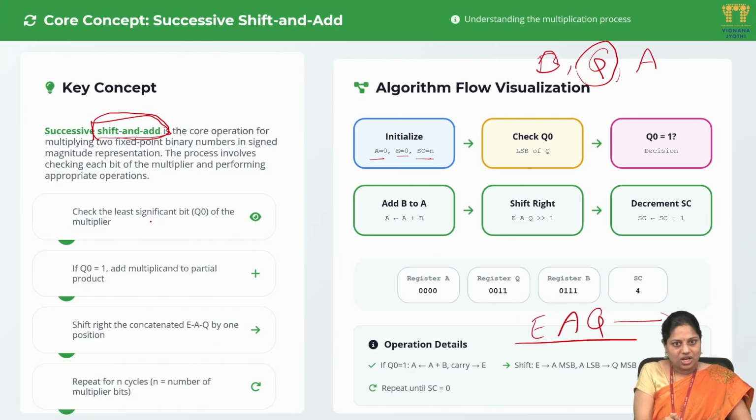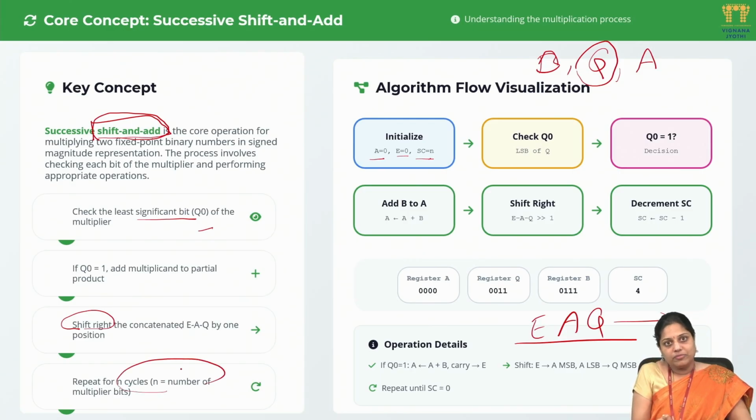first you are going to check the least significant bit, which is nothing but the LSB of the multiplier. Q naught is nothing but the multiplier. So based on the value of the Q naught bit, you are going to take a decision whether we are going with the shift and add operation or directly with the shift operation, where you are going to perform a right shift operation, which is logical right shift operation on the values E, A and Q. And next you are going to repeat these cycles for n times.